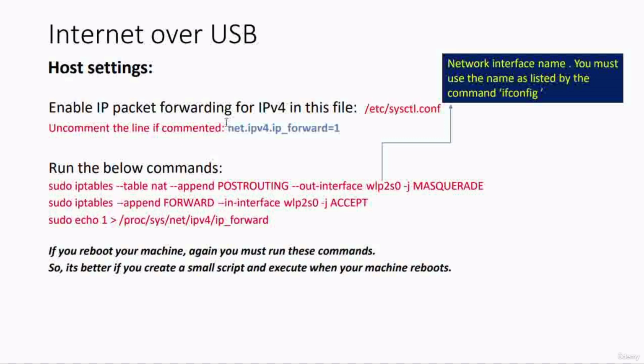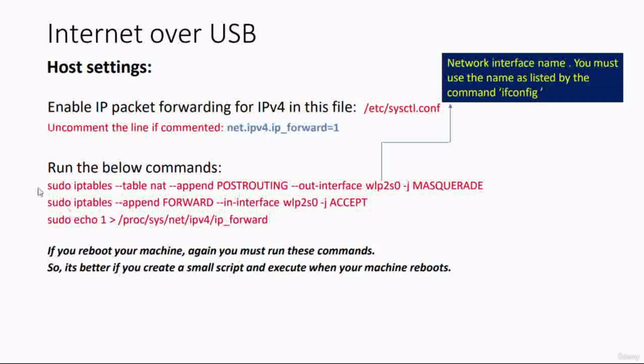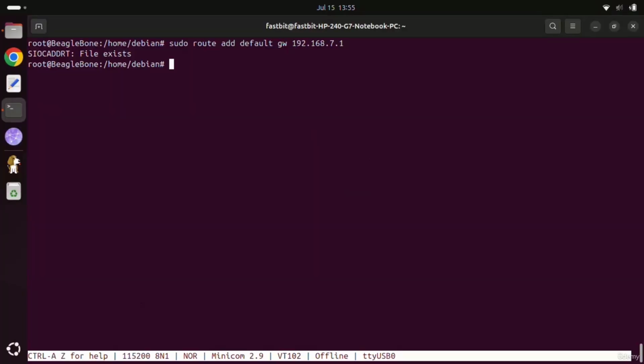That's why I have attached the script with this lecture, so just download the script named usbnet.sh. Just keep it in your host system's home directory and run that script. It will enable the internet sharing. Basically, the script contains all these commands. Let's head over to our command prompt. Let me go to the host.